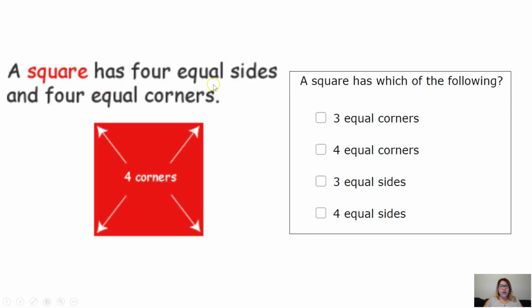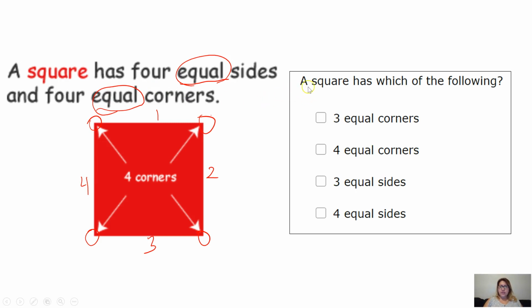A square has 4 equal sides and 4 equal corners. Okay, so the key word here for the square is equal. That means they're all the same length. They're all the same size, all the way around. Okay, so it says 1, 2, 3, 4. Those are the corners. Remember, we refer to those as vertices as well. Okay, so it has 4 corners, 4 vertices. Let's check how many sides. 1, 2, 3, 4. So it also has 4 sides.